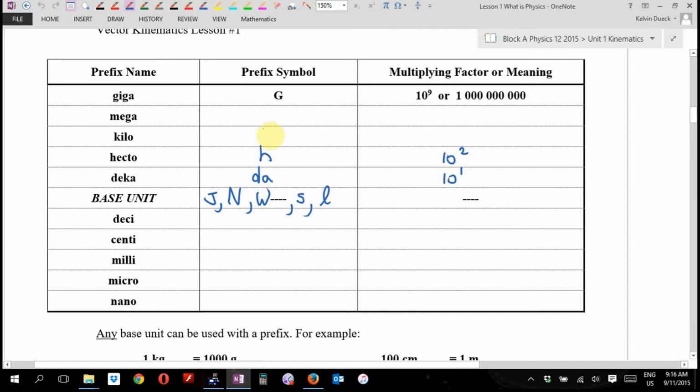Kilo, this one I have memorized because I drive. And I know that 1 kilometer is 1,000 meters. You don't have to memorize that one, but most of you either have your license or will be getting your license this year. You will memorize that one just because of road signs and things like that.